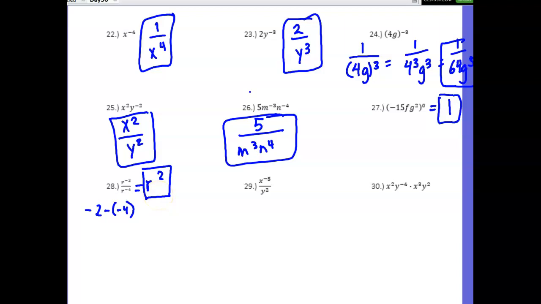Okay, here we have two different bases, but one is negative, so we're going to move the x to the 5th to the denominator, and that becomes x to the 5th, y squared, and there's nothing in the numerator, so it's just 1.